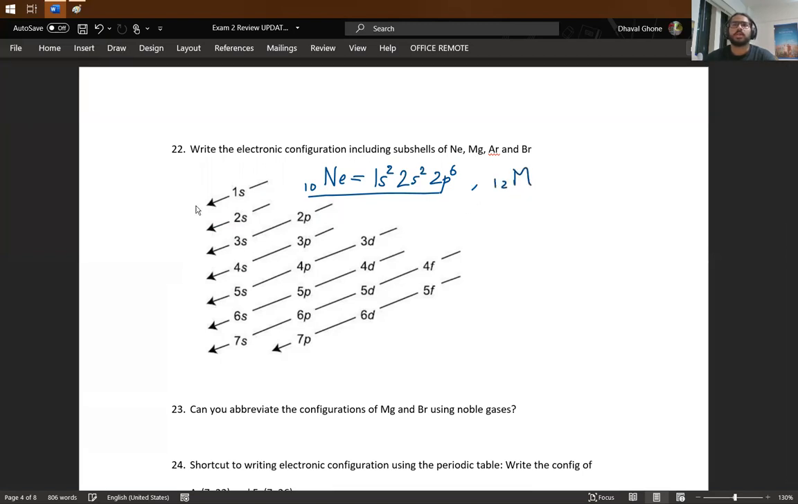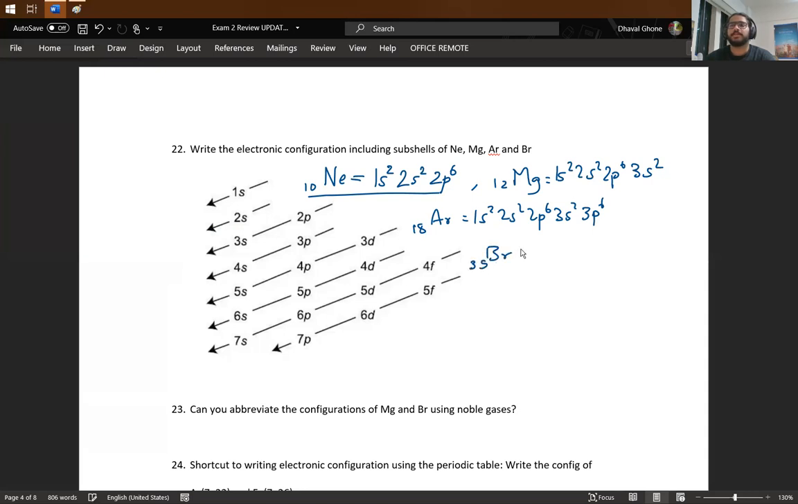All you do is you follow the arrows and you keep jumping to the next arrows and you keep placing electrons. Magnesium is 12. If I follow the arrows, my answer comes out to be 1s2, 2s2, 2p6, and 3s2. Argon is 18. Argon is 1s2, 2s2, 2p6, 3s2, 3p6. And lastly, bromine. This is going to be a bigger one.